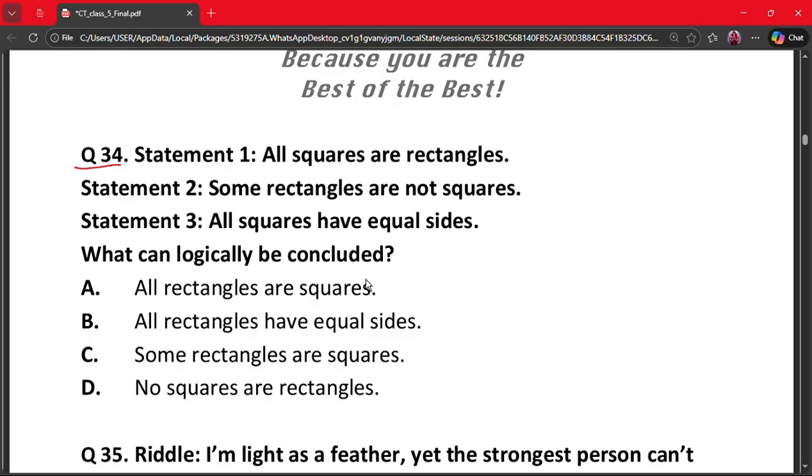A. All rectangles are squares. B. All rectangles have equal sides. C. Some rectangles are squares. And D. No squares are rectangles. Here the correct answer is option C. Why? Because squares are a type of rectangle. So some rectangles are squares. Other statements are either false or too broad. Hence option C is the correct option, which is some rectangles are squares.